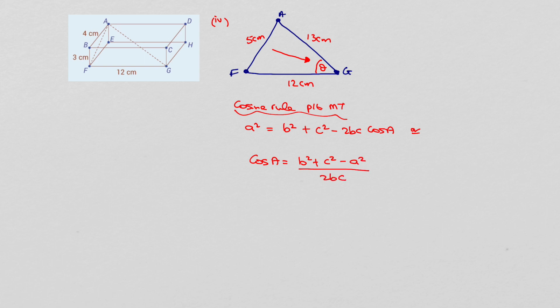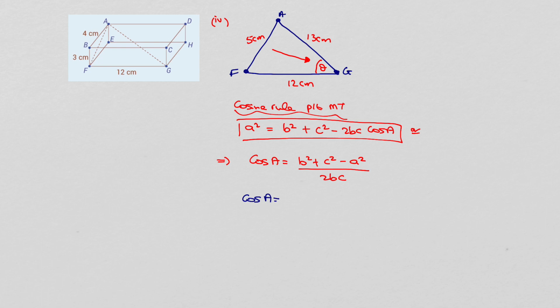So whichever you choose to use, if you're using what's in the tables, you'll sub in your values, making sure your calculator is in degrees. Or if you want to take the formula that's in your maths tables and then rearrange it, it makes it a little bit easier, okay? So cos A is going to be equal to b squared plus c squared minus a squared over 2bc.